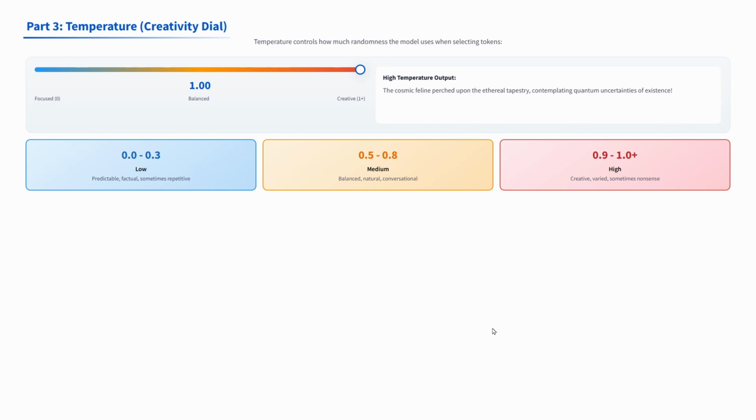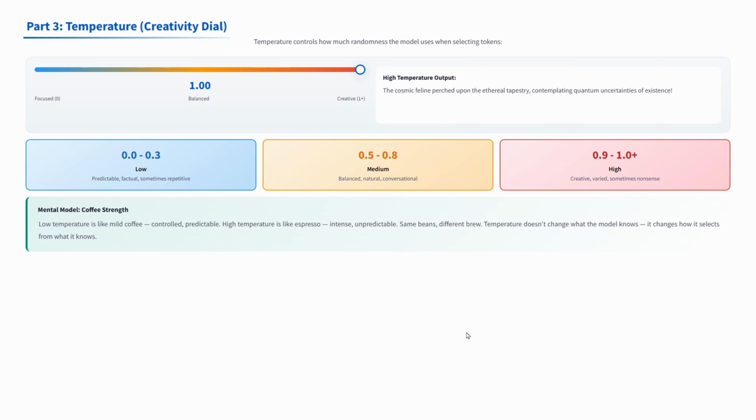High for creative writing, brainstorming, when you want the model to surprise you. Think of it like coffee. Low temperature is mild coffee: controlled, predictable, won't surprise you. High temperature is strong espresso: intense, unpredictable, might wake you up or might overwhelm you. Same beans, different brew. Temperature doesn't change what the model knows. It changes how it selects from what it knows.